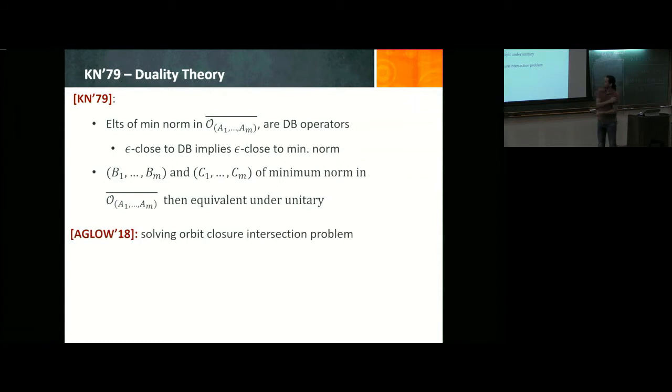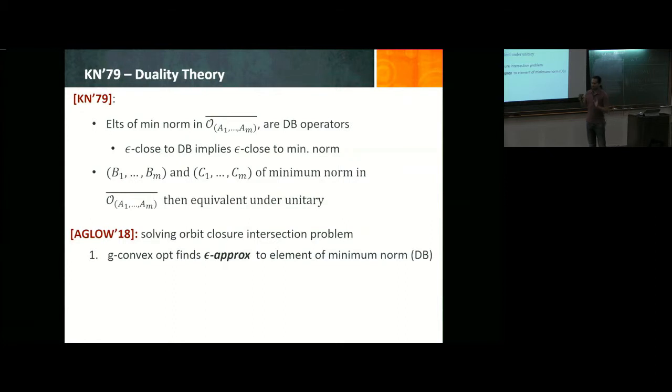Now, what was our strategy? How do we solve this orbit closure intersection problem analytically? Well, one, we use some convex optimization, where I put G there. I'll explain what the G is, to find this epsilon approximation to the element of minimum norm with really good precision. My epsilon can be exponentially small. I'll find this really fast. And once I have an element of minimum norm from one orbit and an element of minimum norm from another orbit, I just need to test if they're equivalent under rotations.